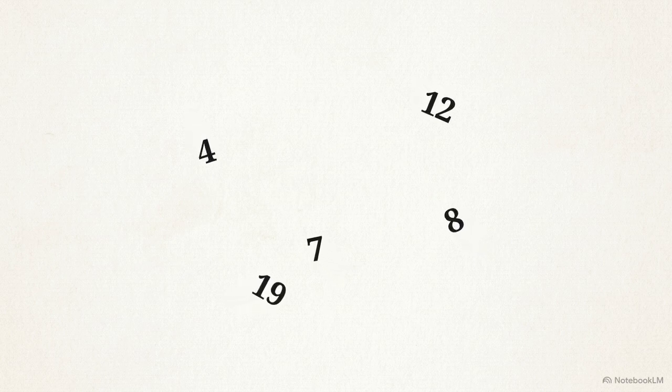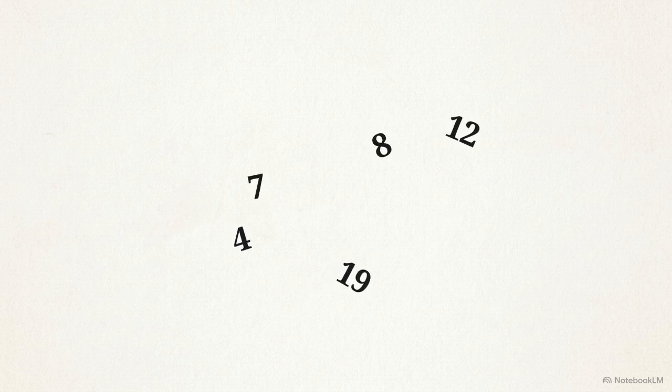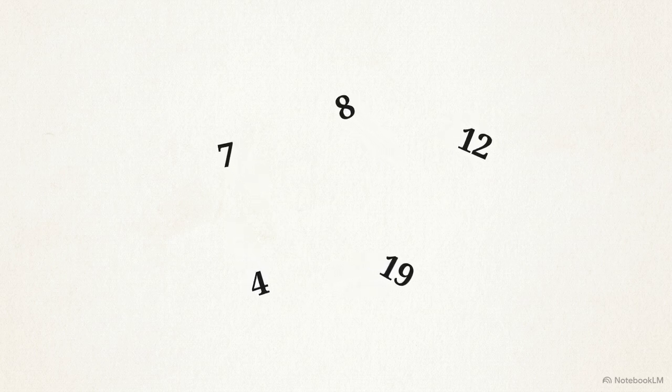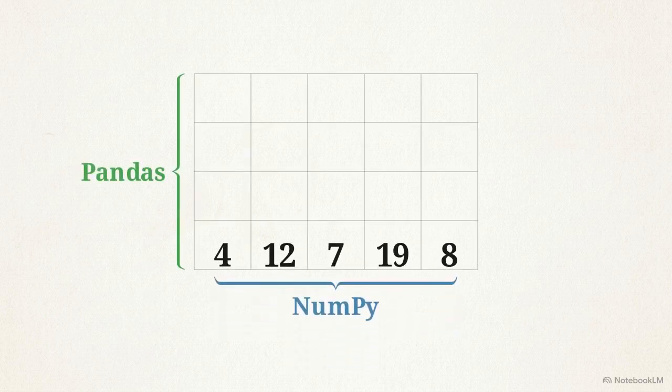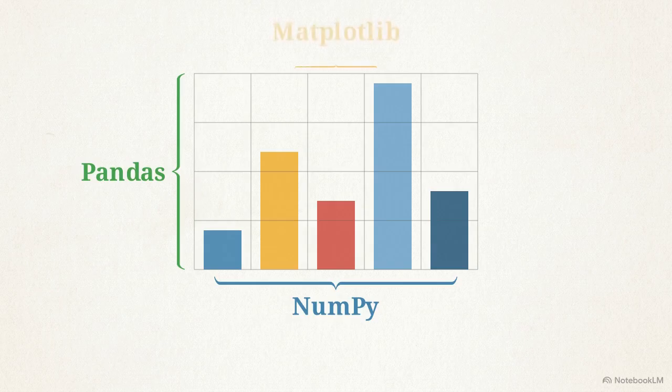Watch this stream of raw numbers organize into a structured grid and then build into a clear bar chart. That sequence is the entire Python data analysis pipeline in 3 steps: crunching the raw numbers with NumPy, organizing them with Pandas, and painting the final picture with Matplotlib.